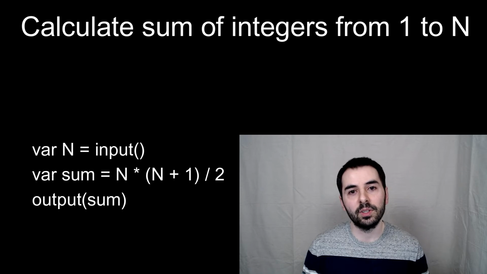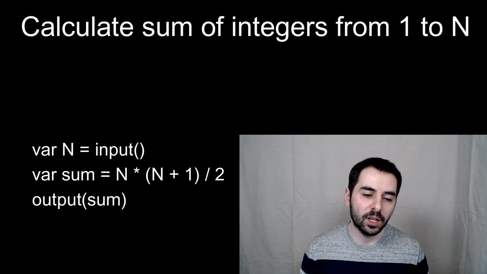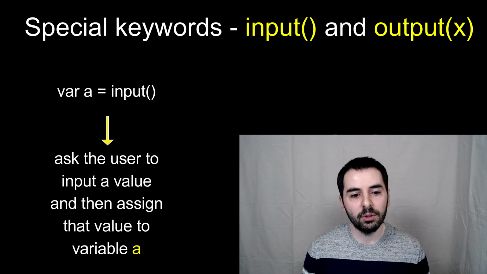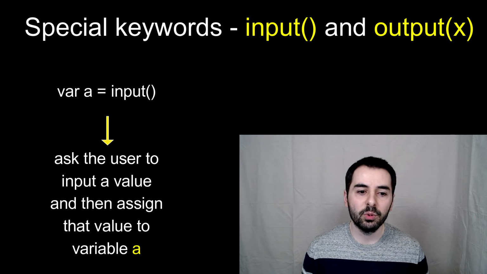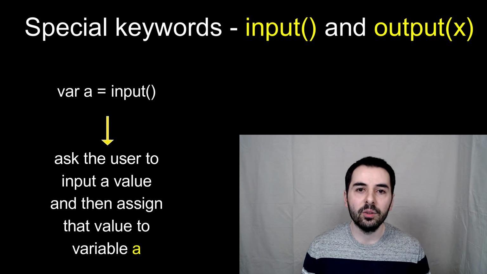Here I have another sample program which basically calculates the sum of all integers from 1 to a given integer. From now on, let's assume we have these two special keywords, input and output. When we write input, it means the user of the program, whoever executes that program, will be prompted to input something. And at this point, when we say var a equals input, let's say we expect a number in the input, so someone will type it, and then a will get assigned the typed in value.